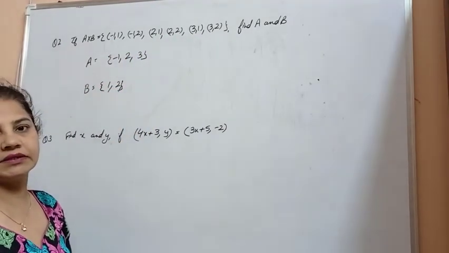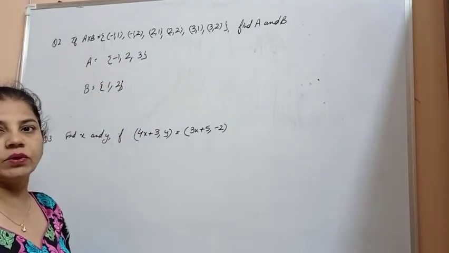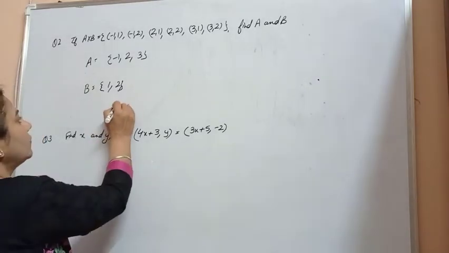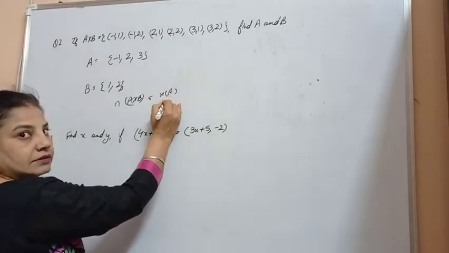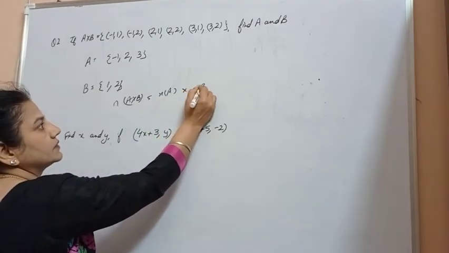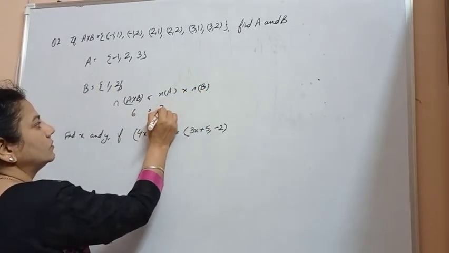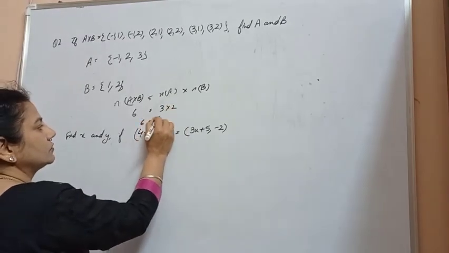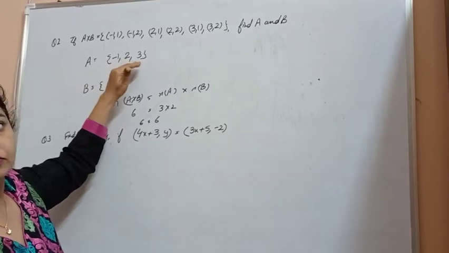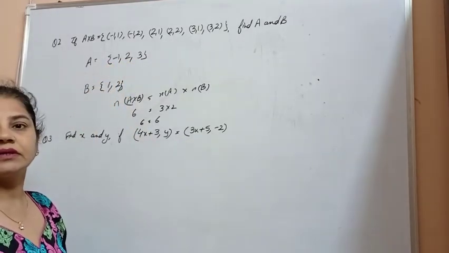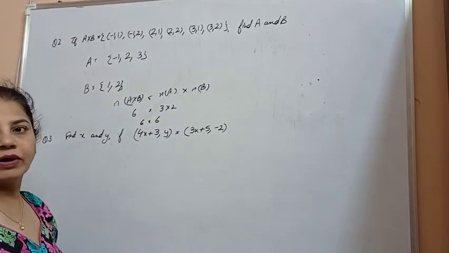Hence we get that the number is equal. So the number of ordered pairs of A cross B is equal to the number of elements of set A times the number of elements of set B. So 6 is equal to 3 into 2, which is 6 equals 6. So we can say that the set A is {-1, 2, 3} and set B is {1, 2}.